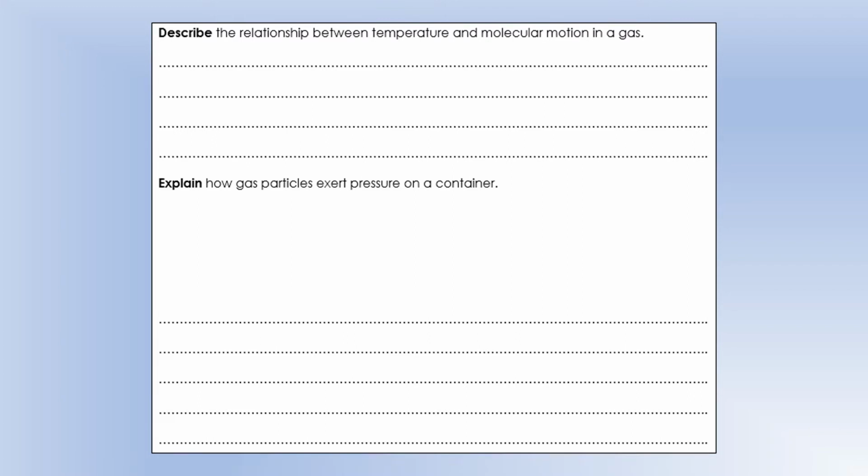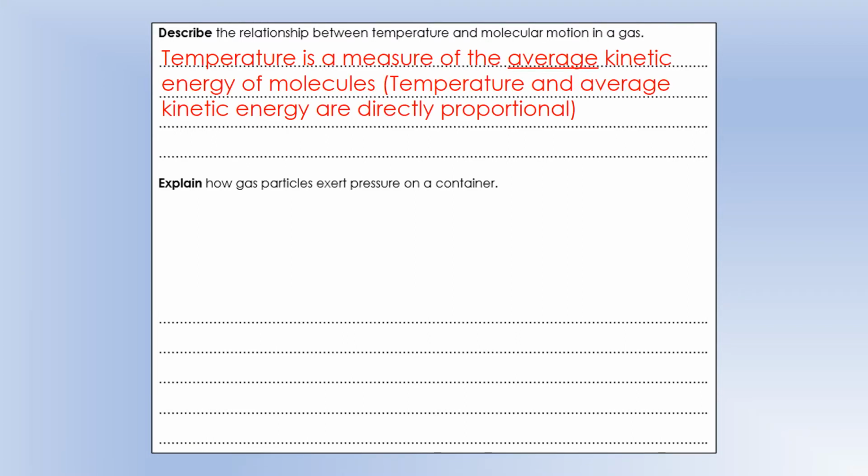Okay, so delving into the relationship between temperature and molecular motion. Temperature is a measure of the average kinetic energy of molecules. In fact, temperature and average kinetic energy are directly proportional, but incidentally, that's only if you measure the temperature in Kelvin. Average kinetic energy varies linearly with temperature in degrees Celsius. We'll talk about what the difference between those relationships is a little bit later on.